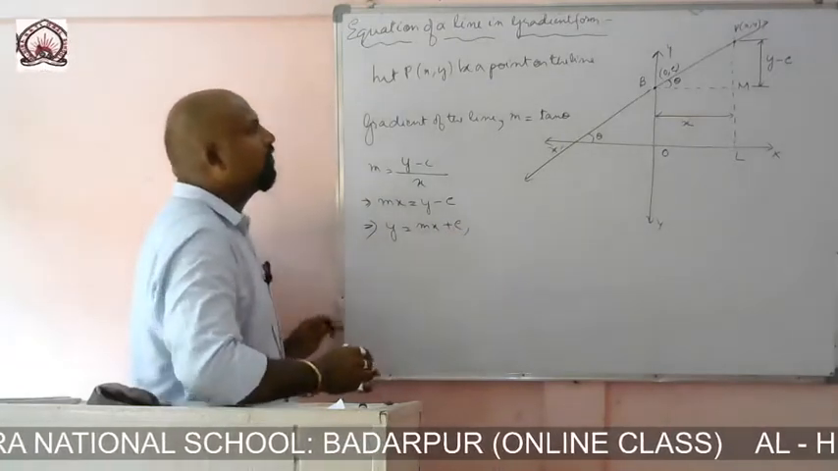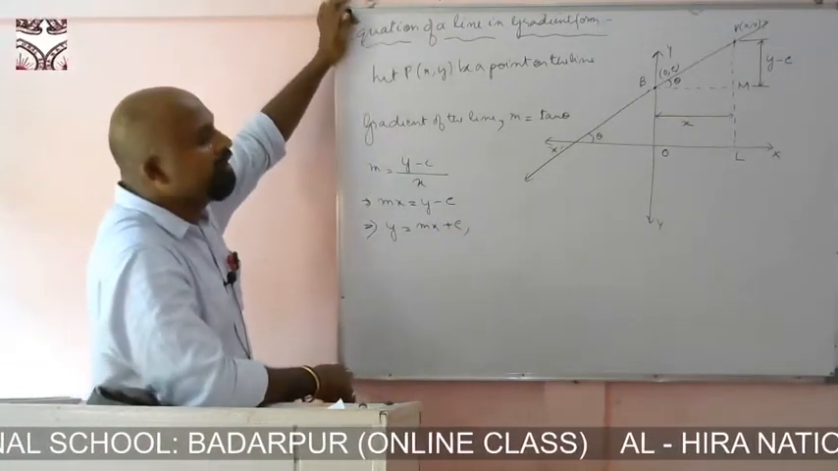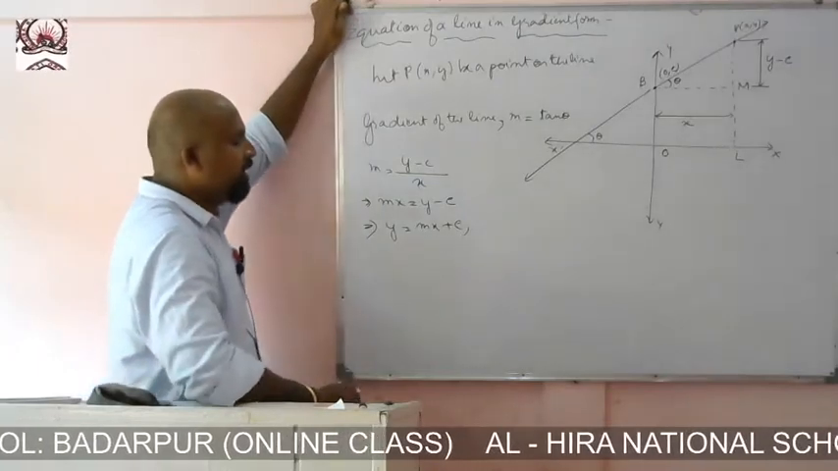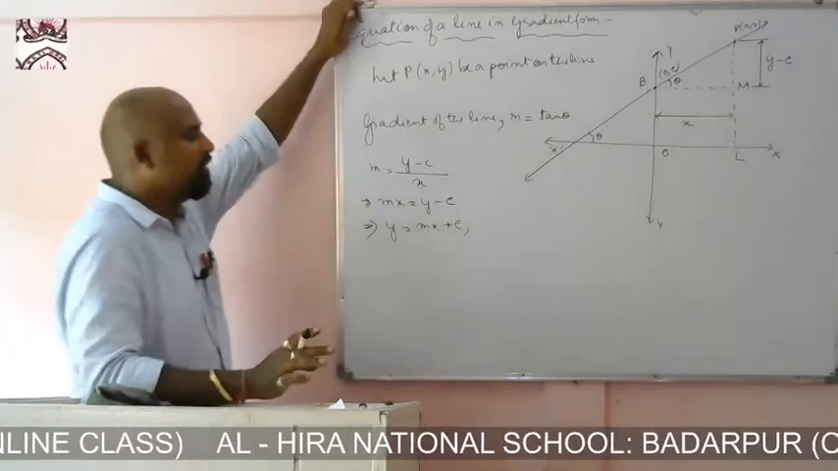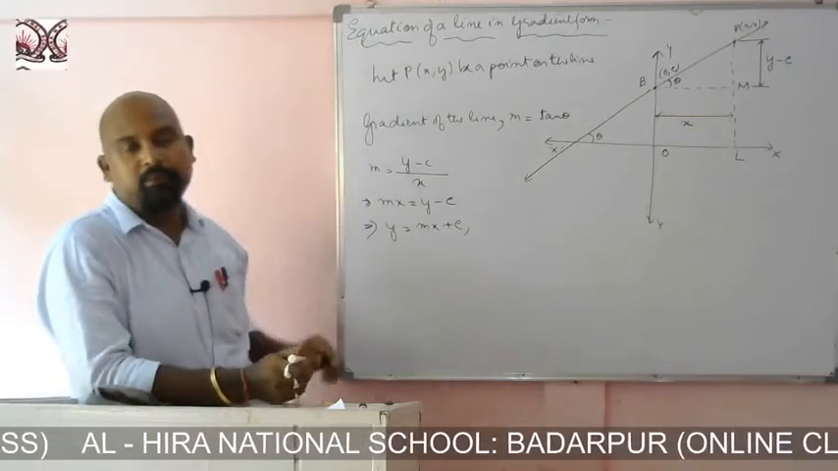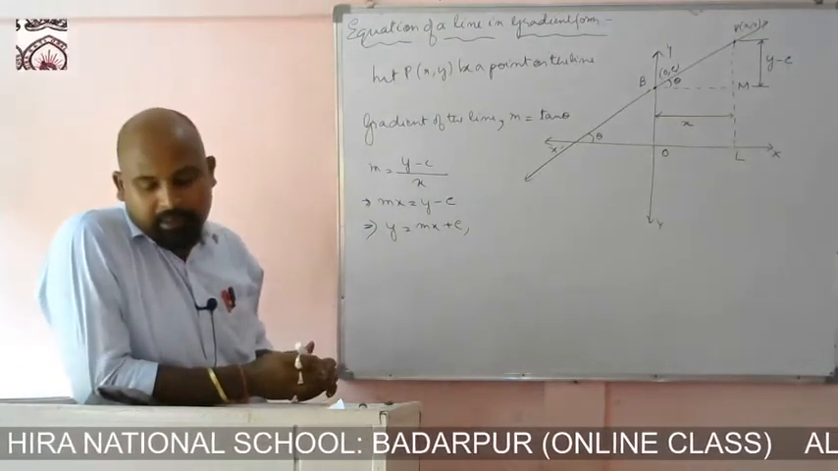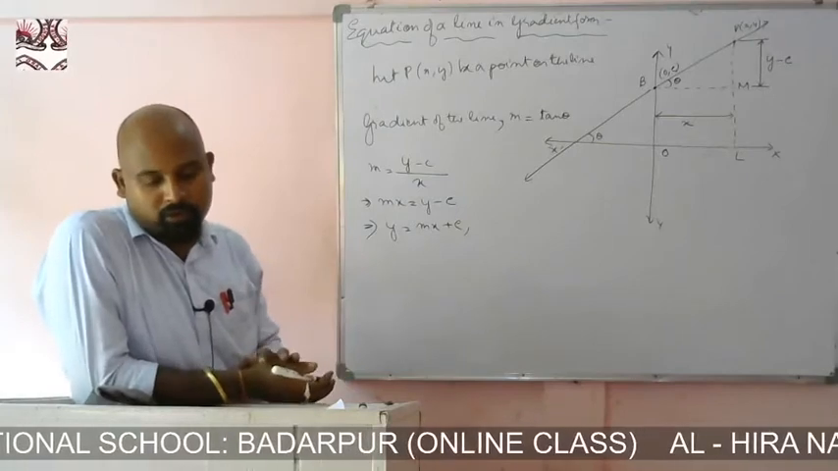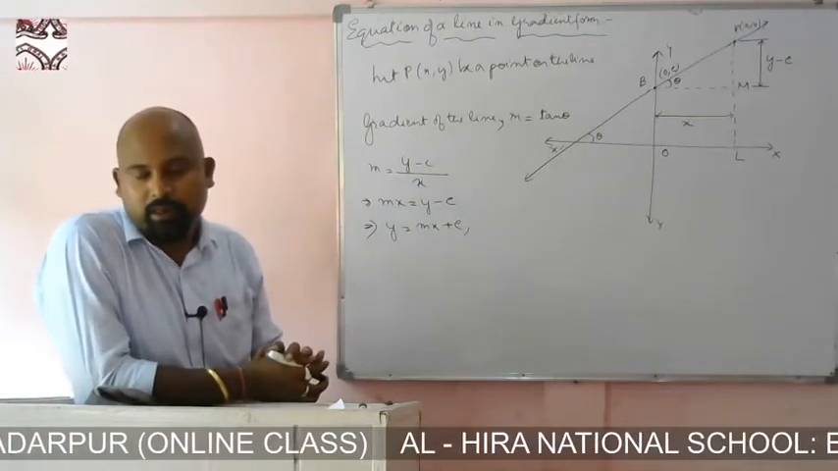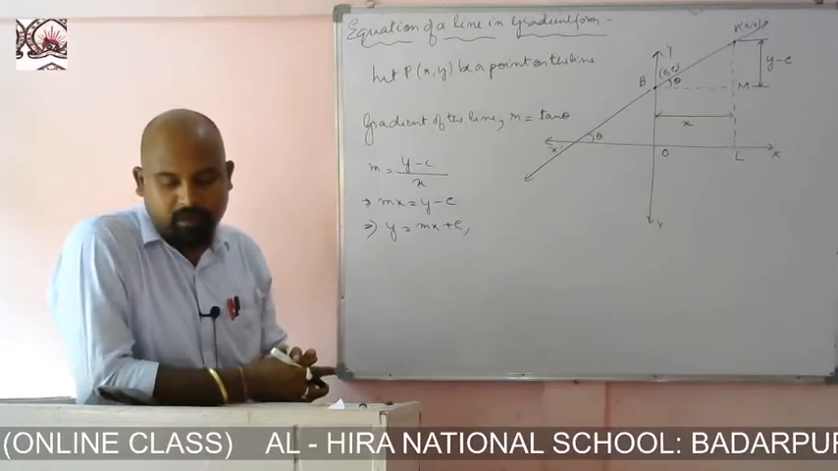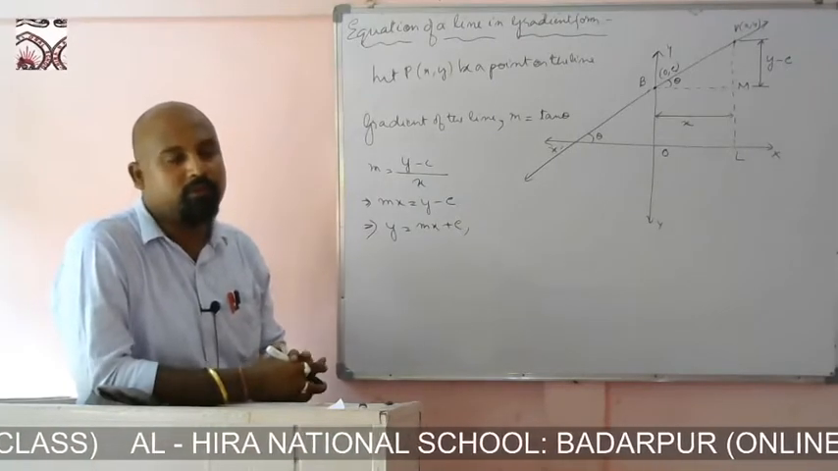This is the equation of a straight line in gradient form. Here m is nothing but the gradient of the line and c is the intercept. The other name of the gradient form is slope intercept form. It is also called the slope intercept form or the intercept gradient form.